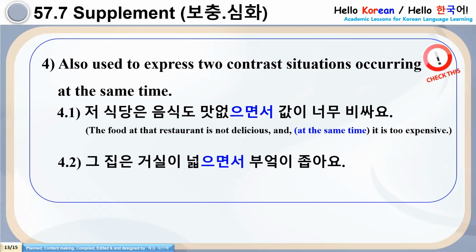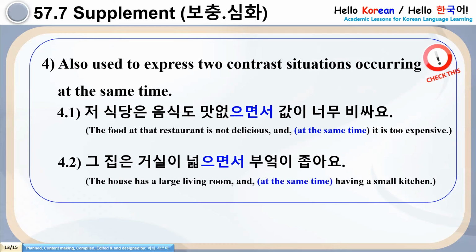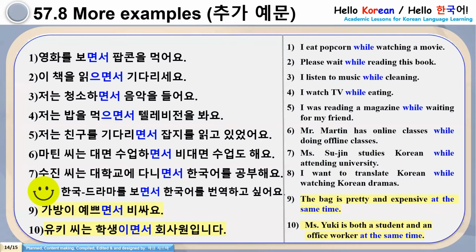4.2. 그 집은 거실이 넓으면서 부엌이 좁아요. The house has a large living room and at the same time having a small kitchen. C 4.2 again. 그 집은 거실이 넓으면서 부엌이 좁아요. So please make notes for this. 4 restrictions are there, supplements are there, and now it's time to see some more examples.